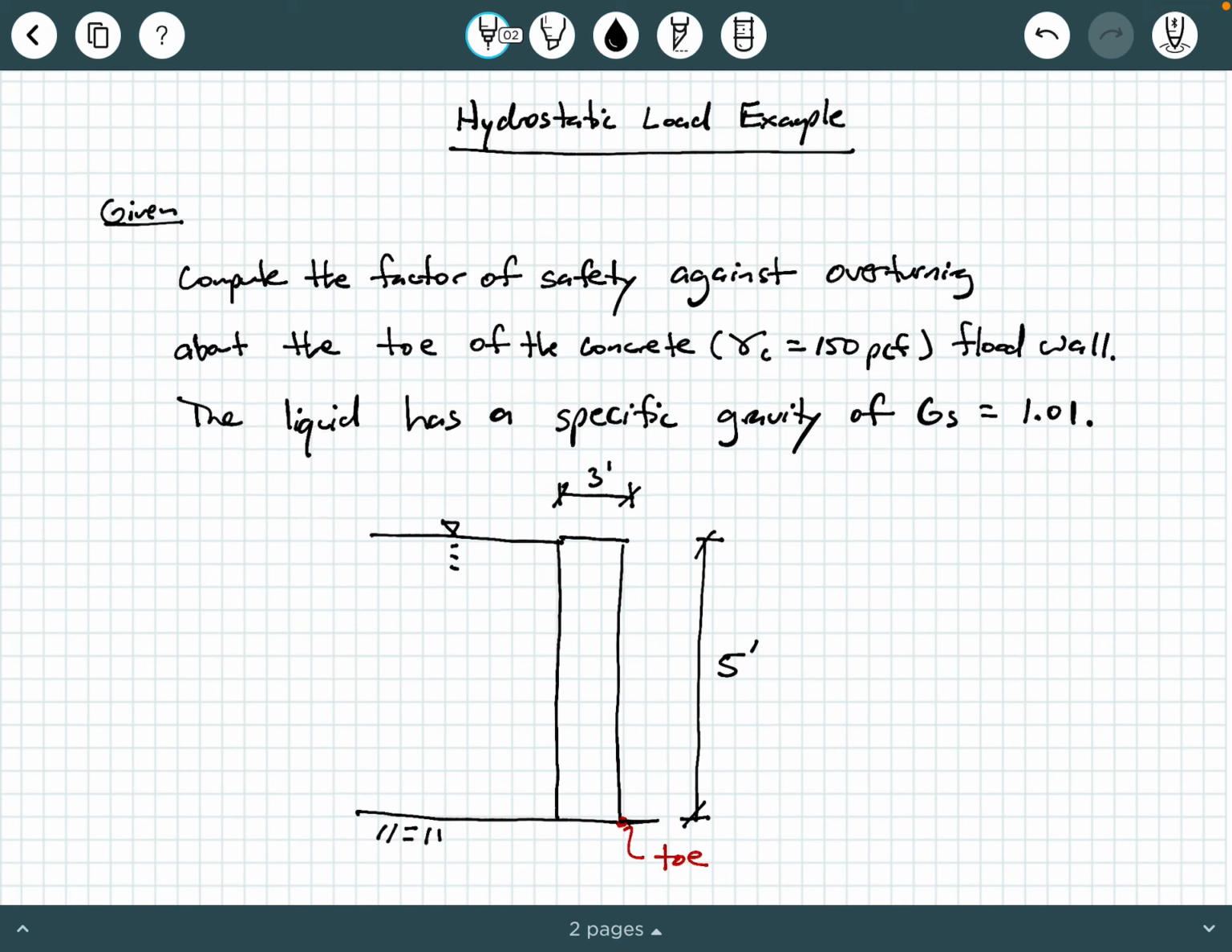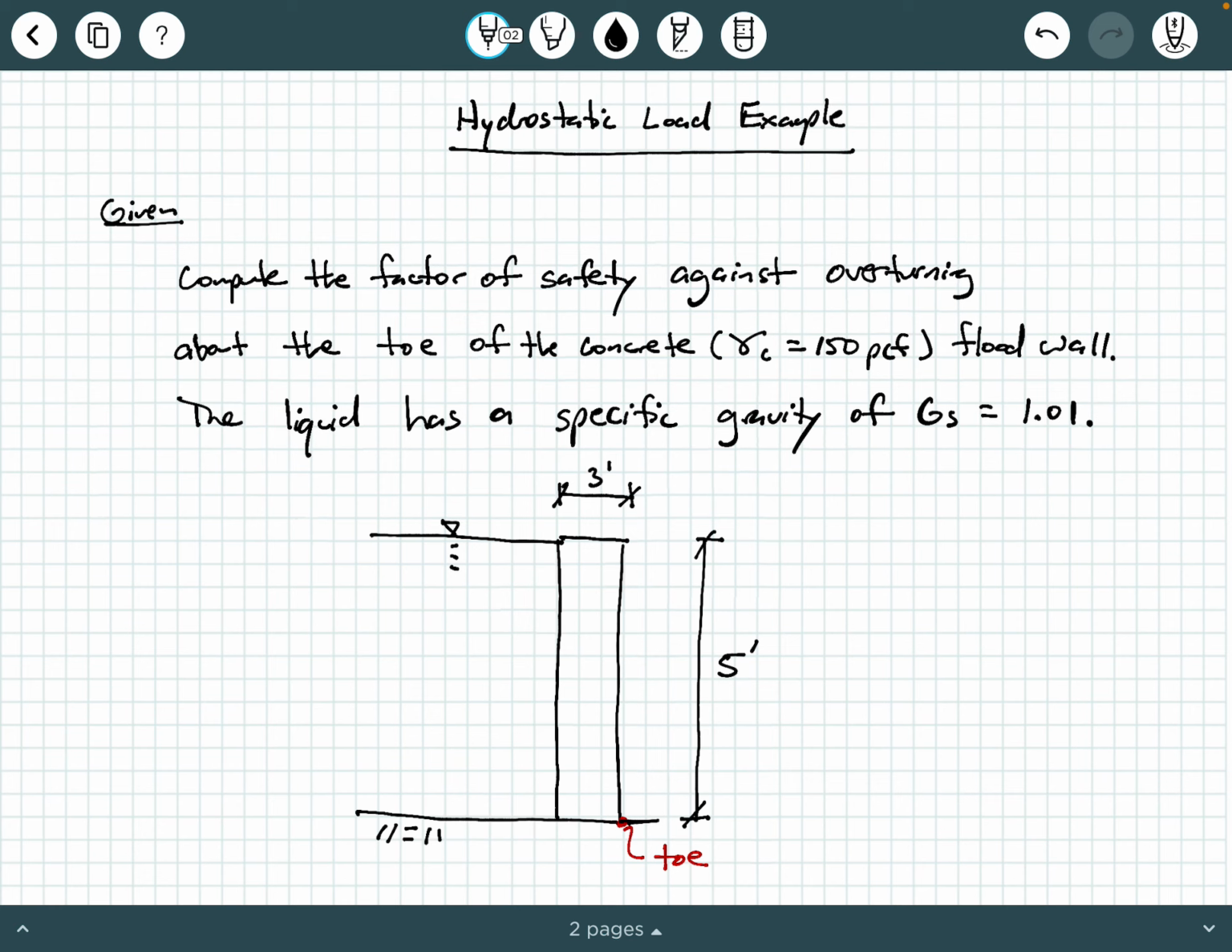Hey everybody, Dr. A here, and in this video we are going to be exploring an example of hydrostatic loading. Hydrostatic loading is loading that is coming from some kind of liquid acting on something. In this case, we're going to be considering a structural flood wall, okay? And in general, hydrostatic loading could be considered a live load, it could be considered a dead load, it could just be considered its own category of loading. But regardless, we're talking about how we calculate that value.